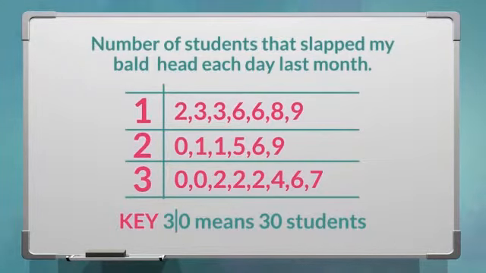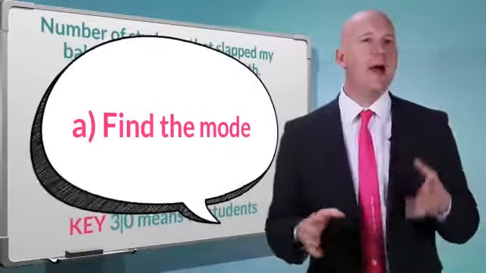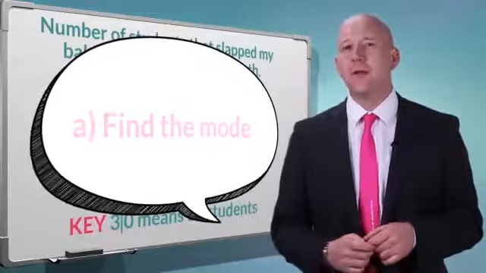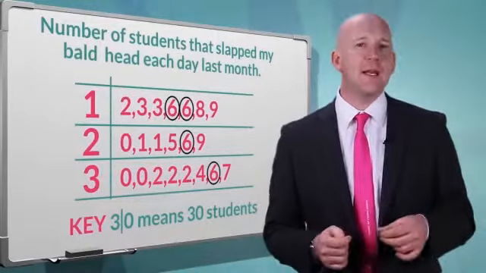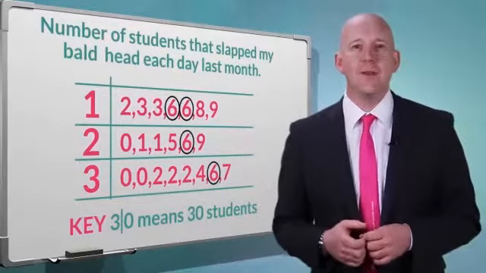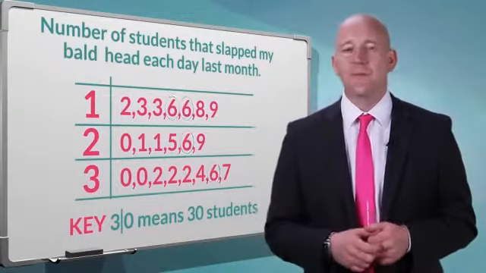The stem and leaf diagram shows a number of students that slapped my bald head each day last month. A, find the mode, B, work out the range, and C, find the median. For part A, recall that to find the mode, we're looking for the most common value. Even though there are 4 6s, it is not the most common value because they are spread out. We are looking at specific rows.